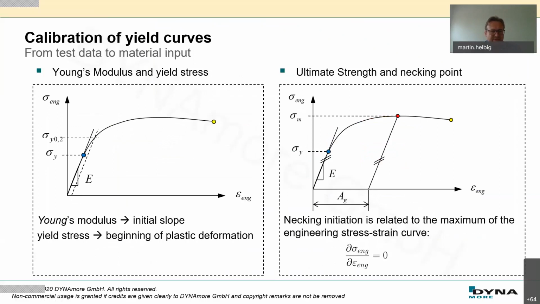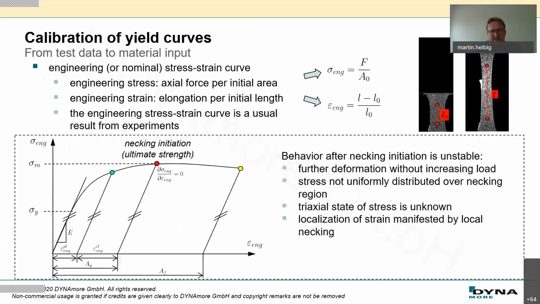Then you start with your test results. You get this engineering stress-strain curve. You measure the Young's modulus here. This is the initial slope, and it is also described in the standard you use. So you define your Young's modulus, and up to a certain point you say, okay, this is where yielding starts, and you measure your yield stress. At this point on the right side, you see the necking initiation. This is a very important point. This is the maximum of this engineering stress-strain curve, where the slope is 0. At this point, you also have to find out this ultimate strain. This necking initiation point is important later when we create the yield curve.